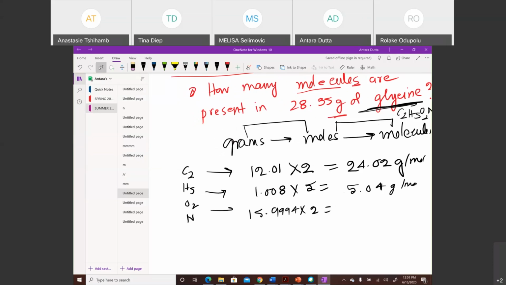So 15.9994 times 2 is 31.9988. And then one nitrogen itself is 14.0067.